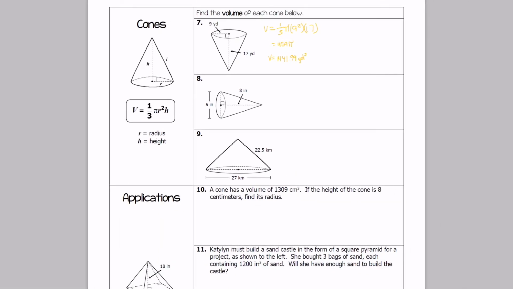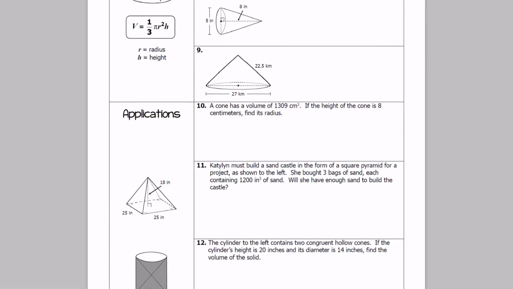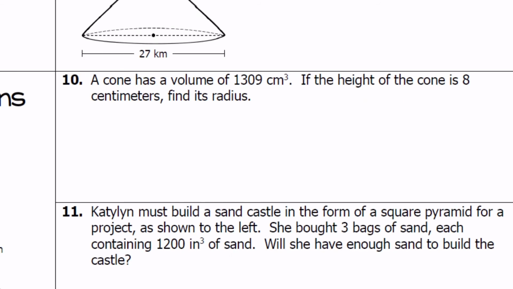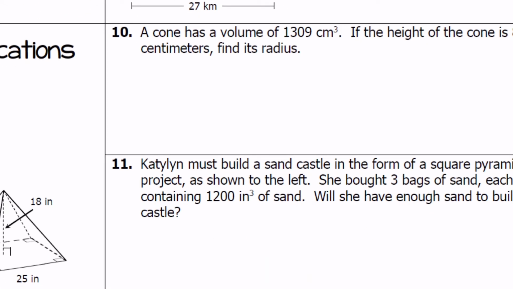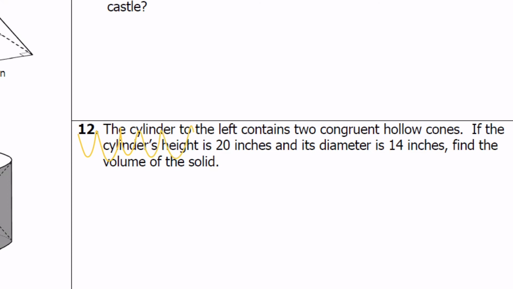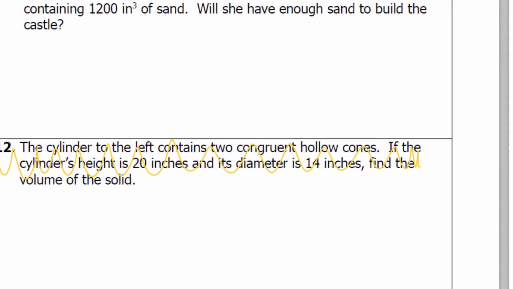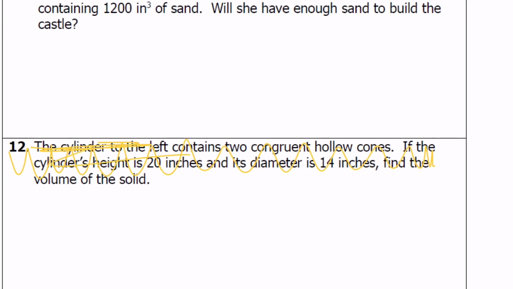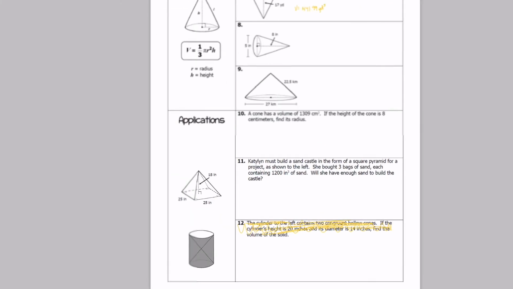Okay. I want you to go ahead and try 10. Again, write out what you're given. Write out what you need. Use your formulas. Think about what you need to plug in to which spots. And then I also want you to do 11. You can skip 12, so cross off 12.